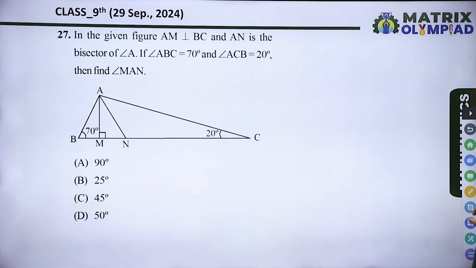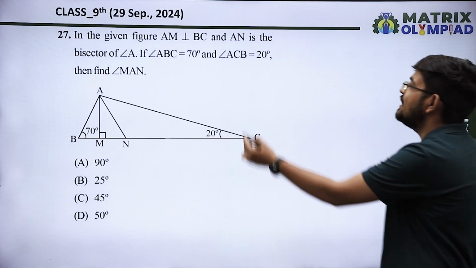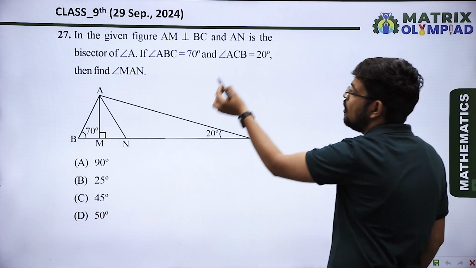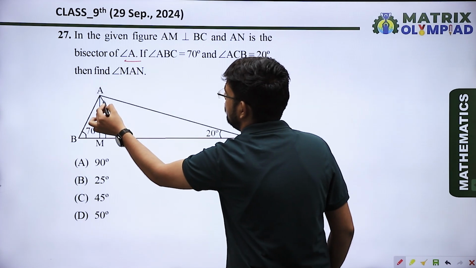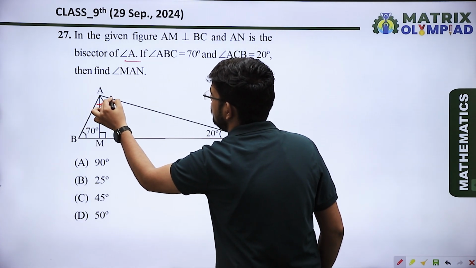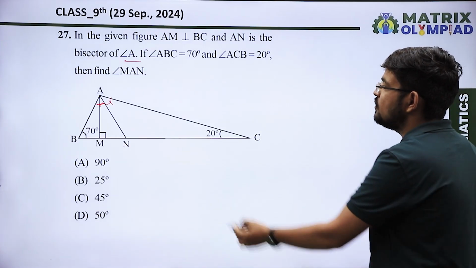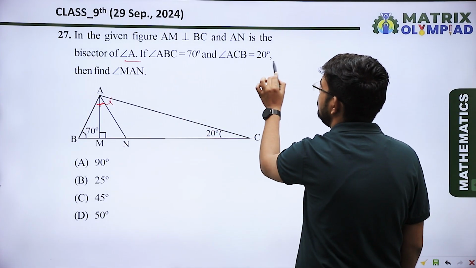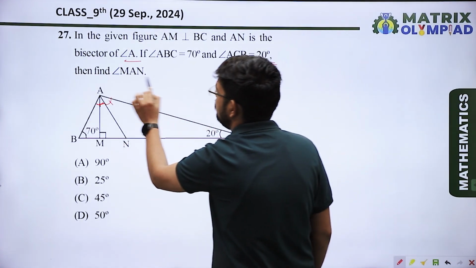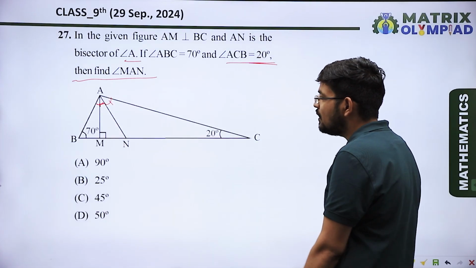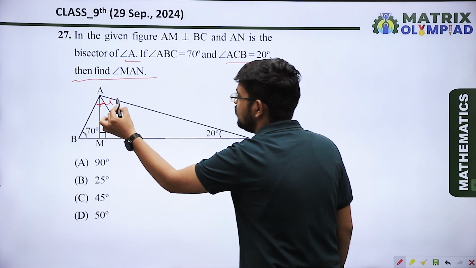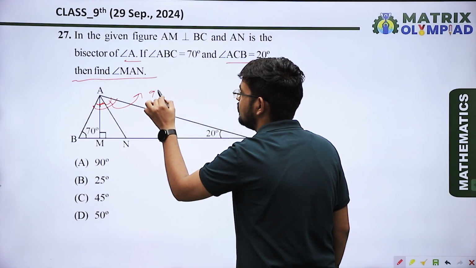Next question, in the given figure, AM perpendicular to BC and AN is the bisector of angle A. It means these two angles are equal. If angle ABC equal to 70 degree and ACB equal to 20 degree, then find angle MAN. First of all, it is 70, it is 20, so this complete angle is 90 degree.